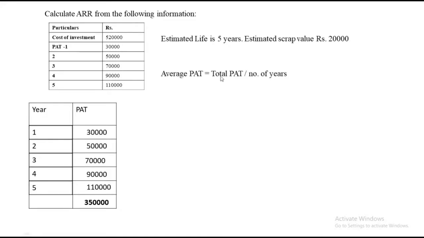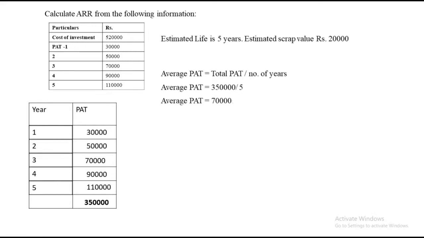Now next, we need to first find average profit after tax because that's the numerator in our main formula. The formula is total PAT upon number of years. We have already found total PAT, which is 3,50,000. Number of years are 5, so it will be 3,50,000 divided by 5, which comes to 70,000 rupees. So our average PAT is 70,000.